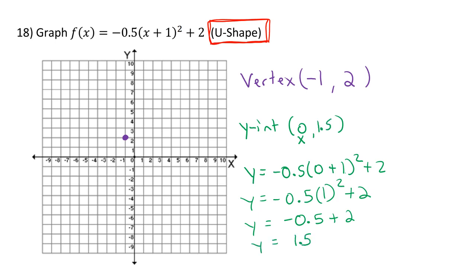So our y-intercept is at 1.5 on the y-axis. Now, a parabola has an axis of symmetry, which always goes through the vertex, which means if I have a point that's 1 unit to the right, then I have another point 1 unit to the left, directly horizontal to it. Then I can go ahead, I can connect my points and make myself a U.